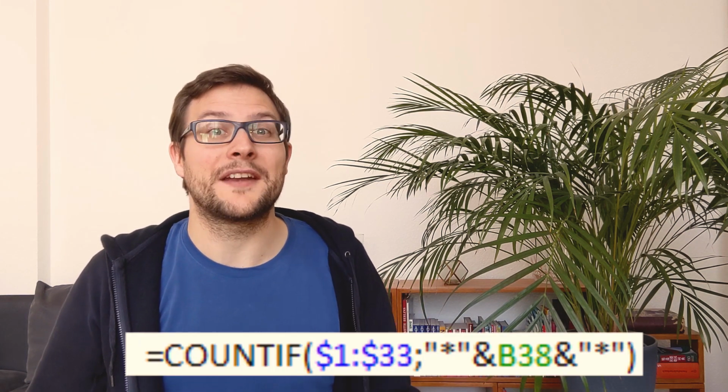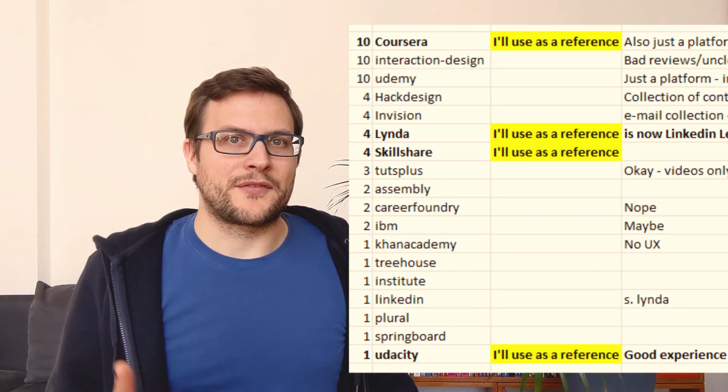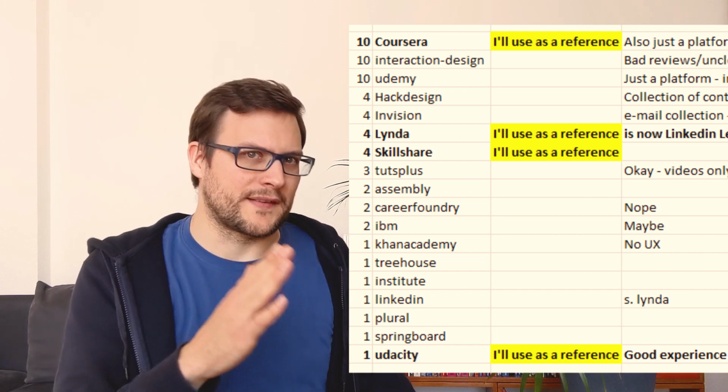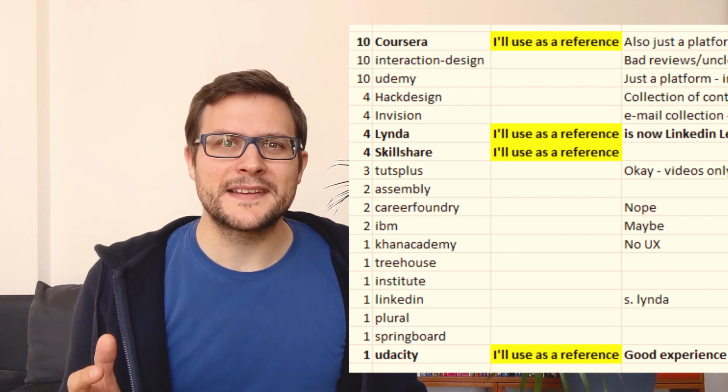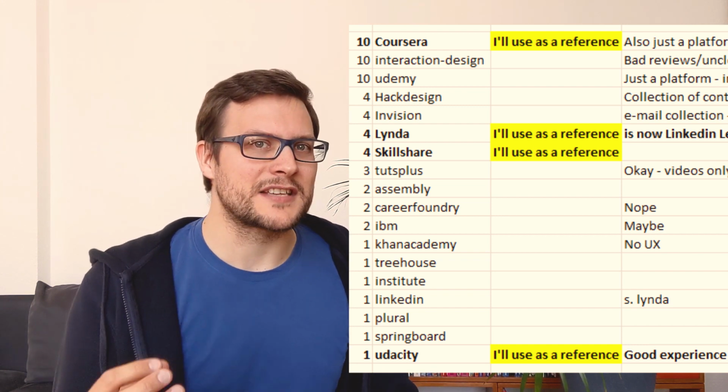So let's take a quick look at the numbers. I opened up about 34 sites, which had in total about 100 links. I used Excel's COUNTIF function to look through all entries and, for example, count if in any sale came up the word Hack Design, Envision, Linda or Skillshare. In the end, I had a list of about 18 sites. In my quick search, the following sites came up a few times. 10 times Coursera, Interaction Design and Udemy, followed by 4 times Hack Design, Envision, Linda and Skillshare.